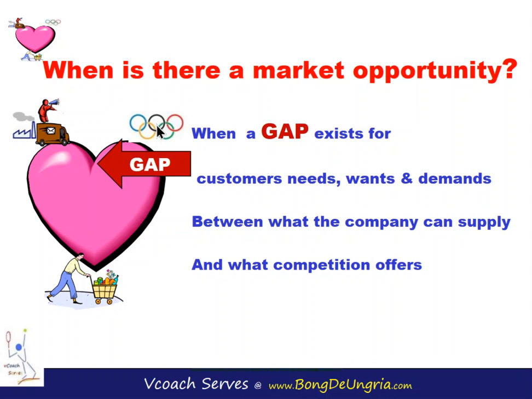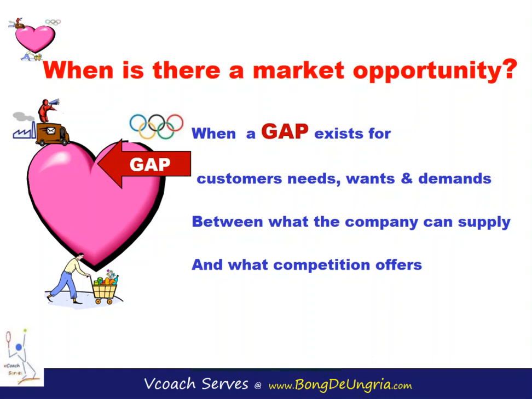Again, there is a gap when this fellow needs something, and the company can deliver that need, want, and demand better than competition. So, three things have to happen: something about the customer, and the company being able to do it better than competition. If one of those three elements is missing, then there's no market opportunity.